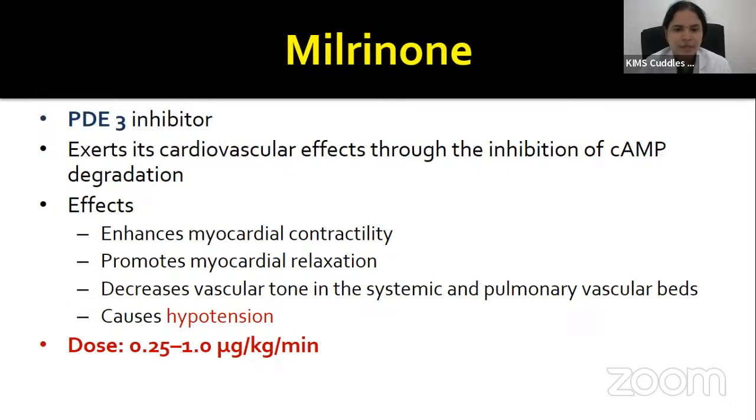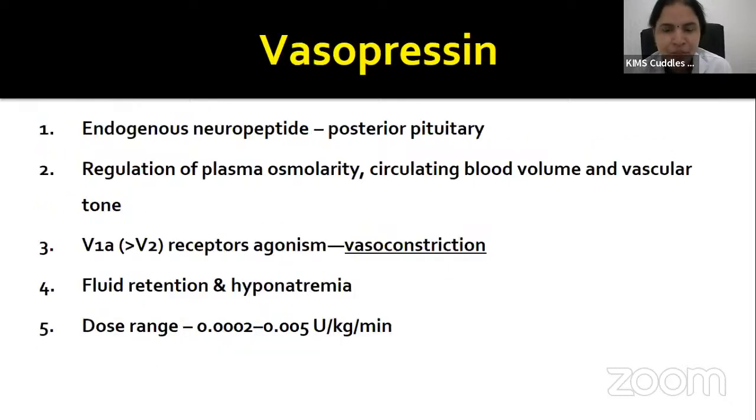Milrinone, which is the most important lusitropic agent that we have, is a phosphodiesterase inhibitor. It exerts its cardiovascular effects through inhibition of cyclic AMP degradation and enhances myocardial contractility as well as promotes myocardial relaxation. So this is the one inotrope that promotes myocardial relaxation during diastole, and hence improves myocardial blood supply, because we know that coronaries perfuse the heart during the diastolic phase. The only flip side of milrinone is that it can cause significant diastolic hypotension because of the lowering of the systemic vascular resistance, usually used at doses of 0.25 to 1 mics per kg per minute.